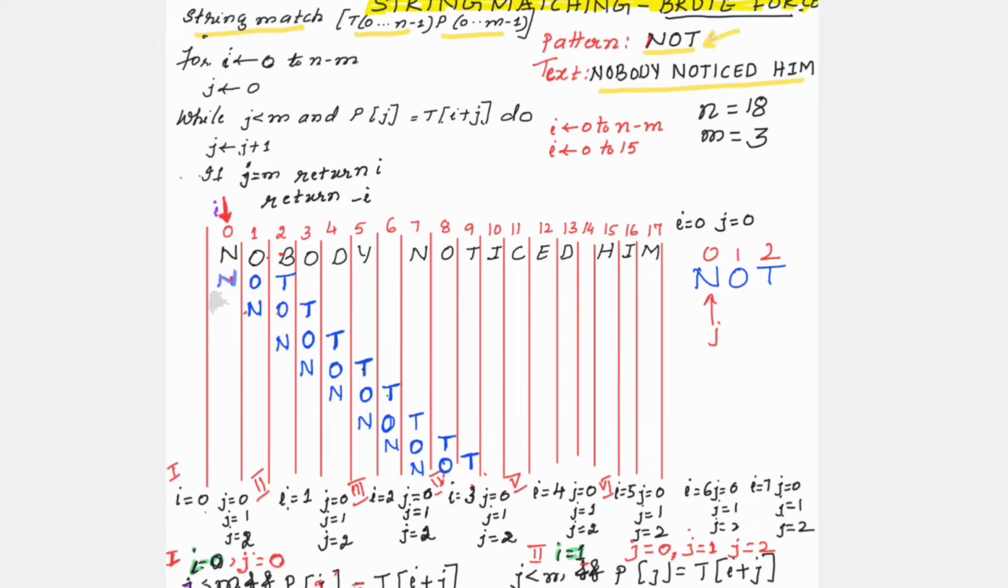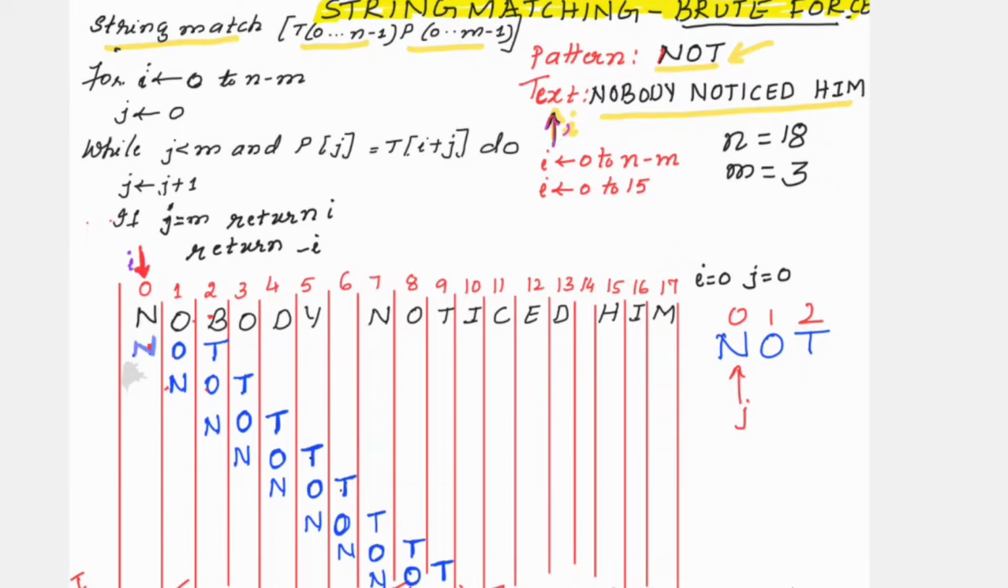Here we require two variables. One variable i is used to keep track of all the letters of the text and one variable j is used to keep track of the letters of the pattern. So i and j. How many letters are there in the text? There are 18 letters: NOBODY, then a space, NOTICED, space, HIM. You have given the indexing from 0 to 17 for this text. Hence, the number of letters in the text will be 18.